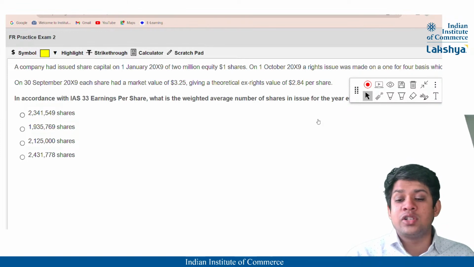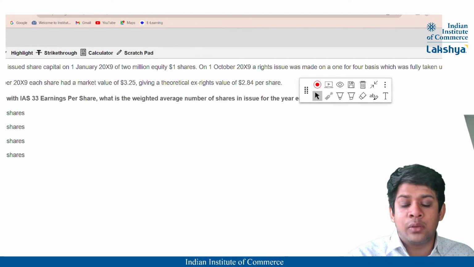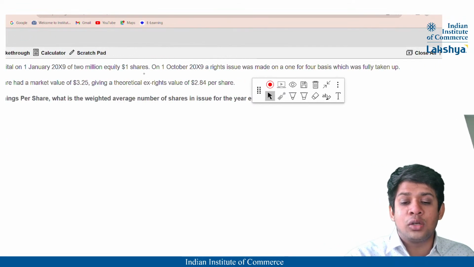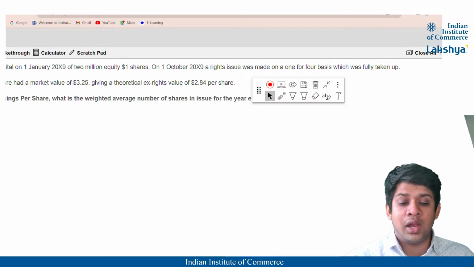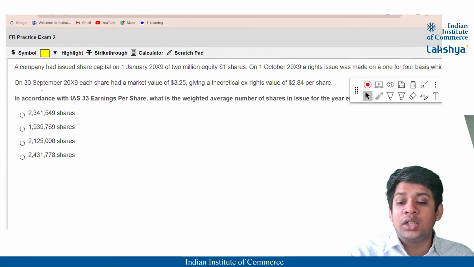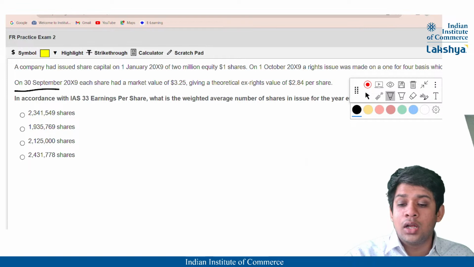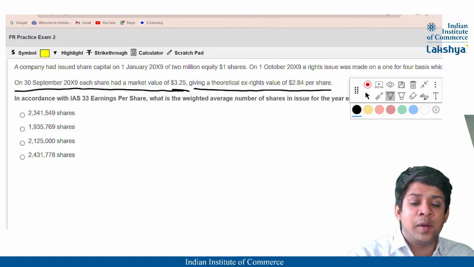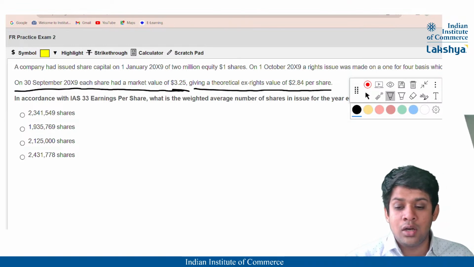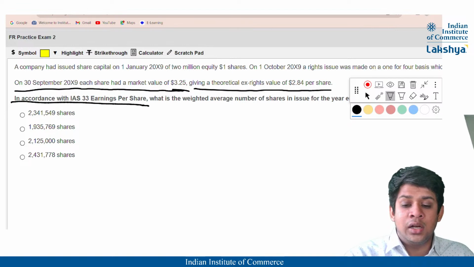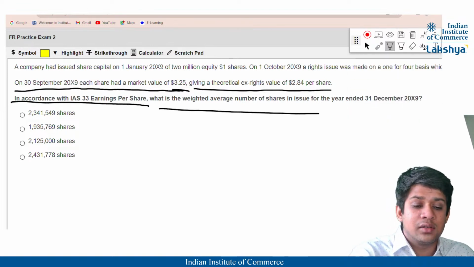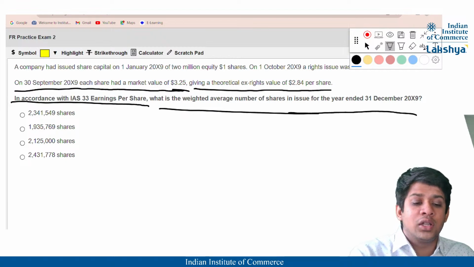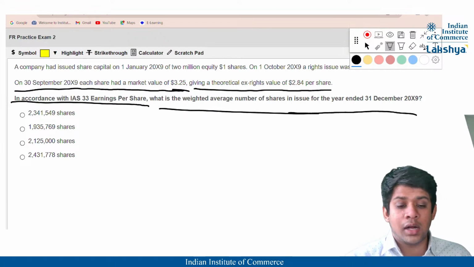A company had issued share capital on 1st January 2019 of 2 million $1 equity shares, right? On 1st October 2019, a right issue was made on a 1 for 4 basis, which was fully taken up. Okay. On 30th September 2019, each share had a market value of $3.25, giving a theoretical ex rights price of $2.84 per share. In accordance with IAS 33 earnings per share, what is the weighted average number of shares in issue for the year ended 31st December 2019?